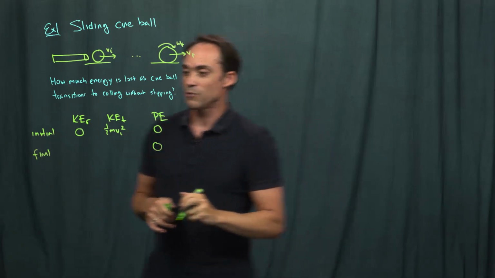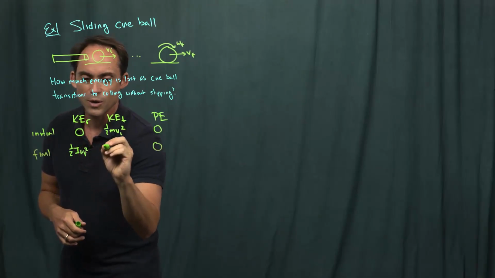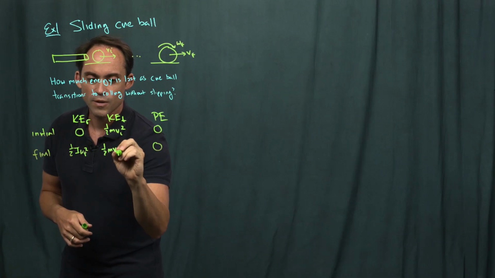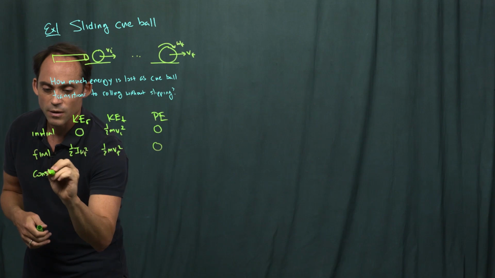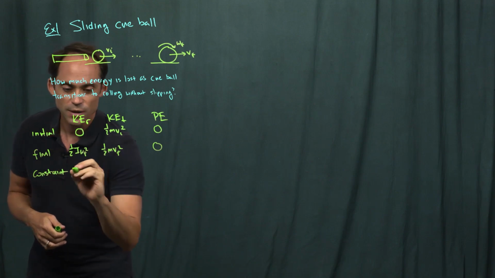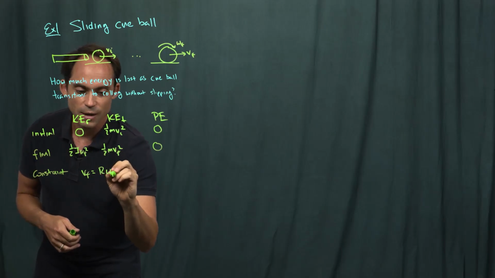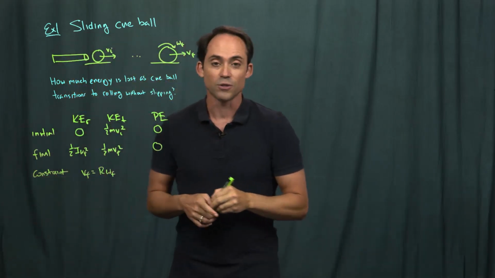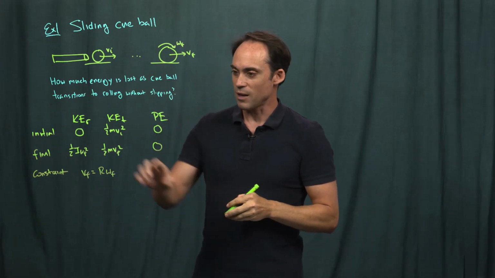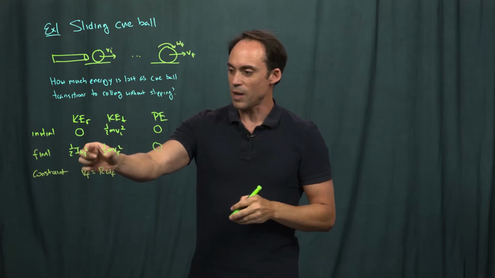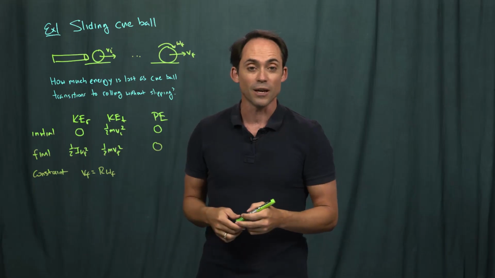Now for the final motion, of course, we're going to have 1/2 I omega final squared and 1/2 m v final squared. And then we also have the constraint, because at the end it's rolling without slipping, that the final speed is equal to r times the rotation rate, where again r is the radius of the ball. All right, now let's look at our equations. We've got two unknowns, omega_f and v_f, and we've got this constraint equation. So if this was energy conservation, we'd be done.